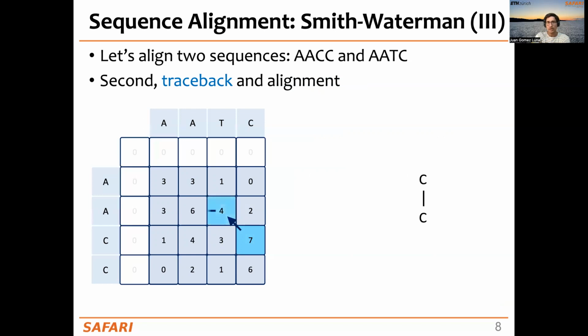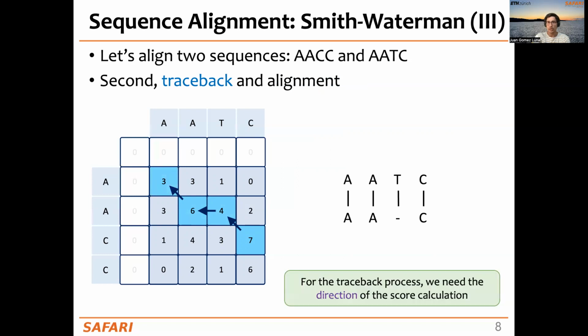Next, we find the maximum, and in this case, we see that there is an insertion because there is a T in one of the sequences, but there is no T in the other sequence, and that changes the direction in the traceback operation, as you can see. And then we continue finding the maximum in this traceback operation. Now we have A, and finally, again, A and A. So for the traceback process, as you see, we basically need the direction of the score calculation.